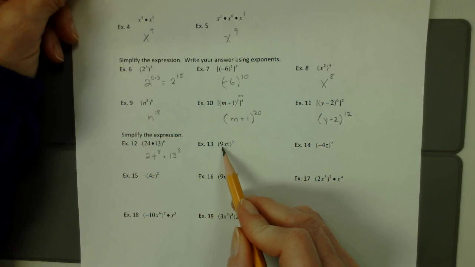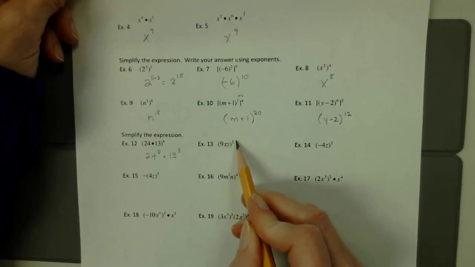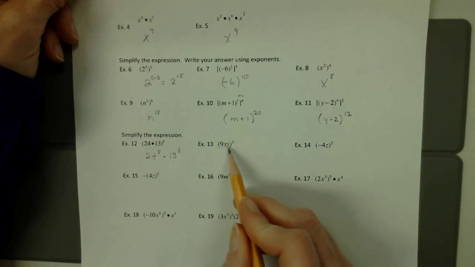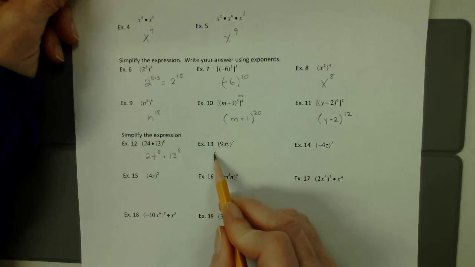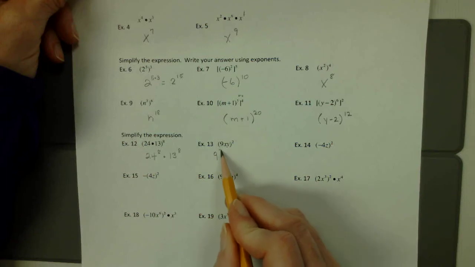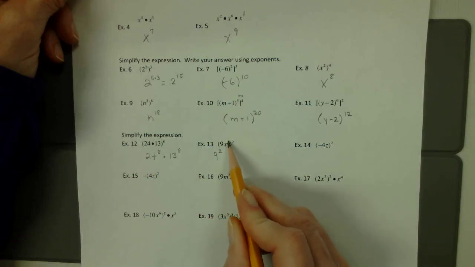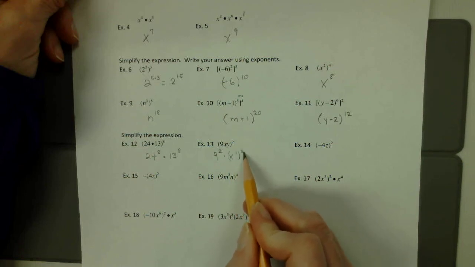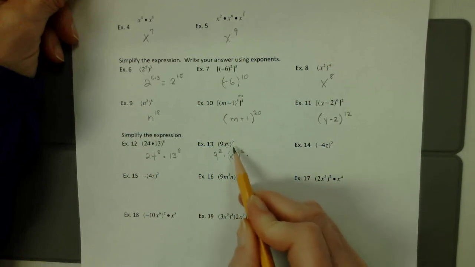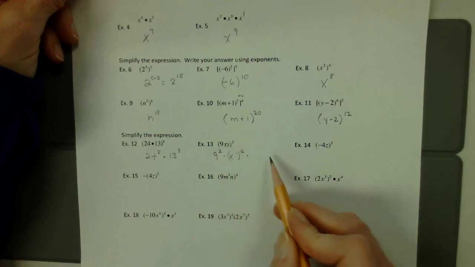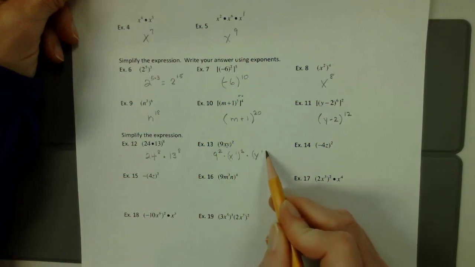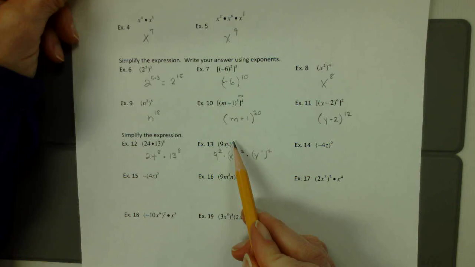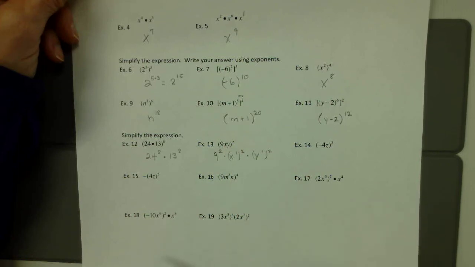Okay, here I've got a product of three things. I'm taking 9 times x times y, and I want to raise it all to the 2nd power. So I've got to break this into its factors. I take 9 and I raise it to the 2nd power. Okay, I take x to the first, this is x to the first, and I'm going to raise it to the 2nd power, times. And I'm going to take y, this is y to the first, and I want to raise it to the 2nd power. So it's kind of like distributing that power outside parentheses to everything inside the parentheses.